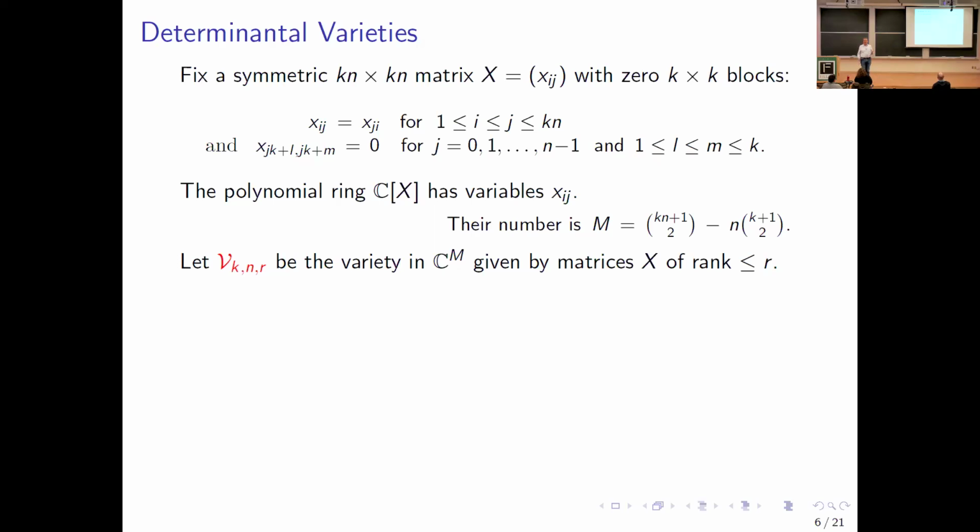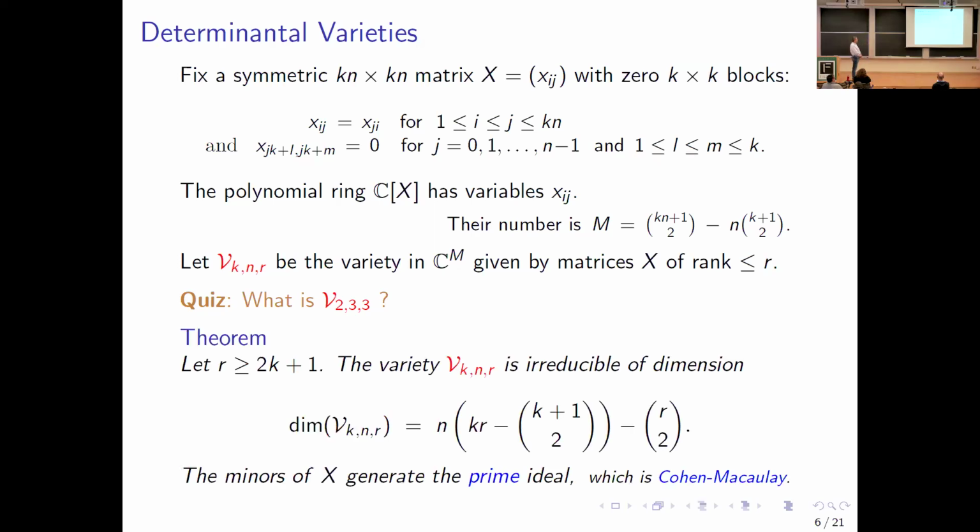Megumi, I'm picking the rank. It's not the vectors. I don't let the particles pick, I pick the rank. Okay, very good. So this is this variety. Quiz: what's V233? Just to make sure we're on the same page, this is 6 by 6 matrices that have 3 zero blocks of size 2 by 2, and the rank I choose to be 3. This was one of the examples that we had on the previous slide.